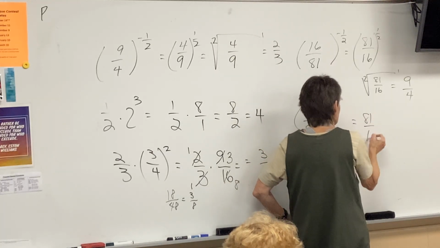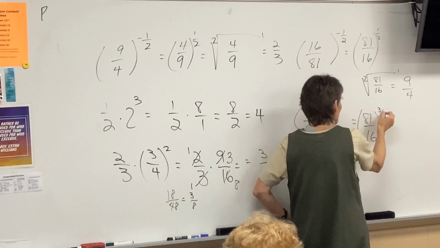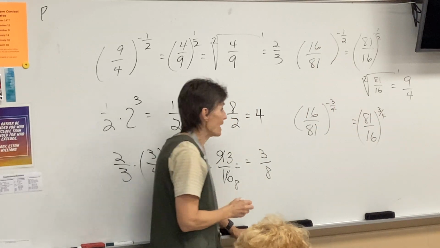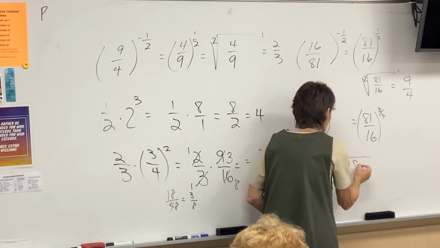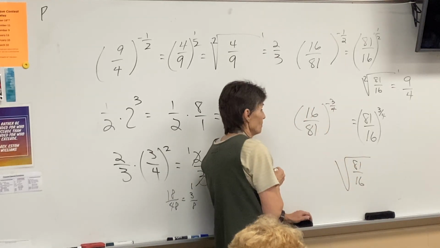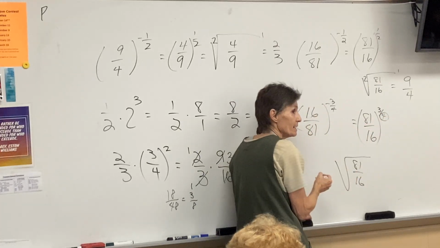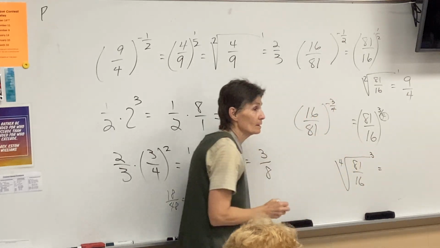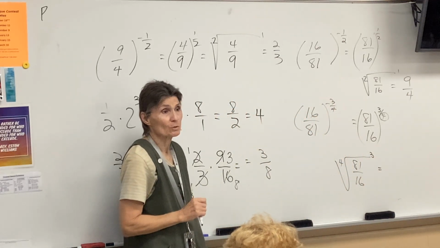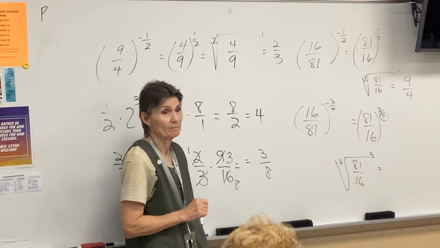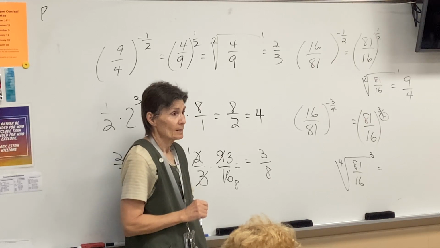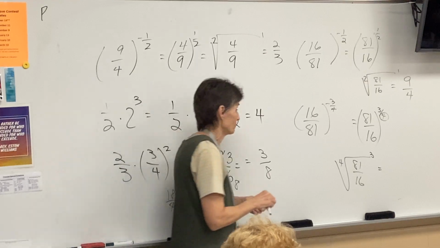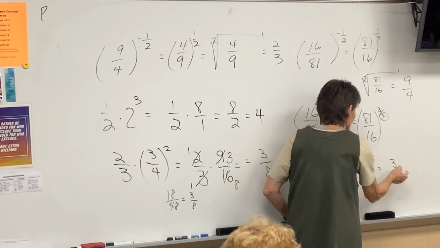It's 81/16 to the 3/4. Would you agree with that? But now the radical still has 81/16 underneath, but the radical this time is a 4th root cubed. I'm not giving you weird, freaky numbers. What's the 4th root of 81? 3, because 3 times 3 times 3 times 3 is 81. So the 4th root of 81 is 3.